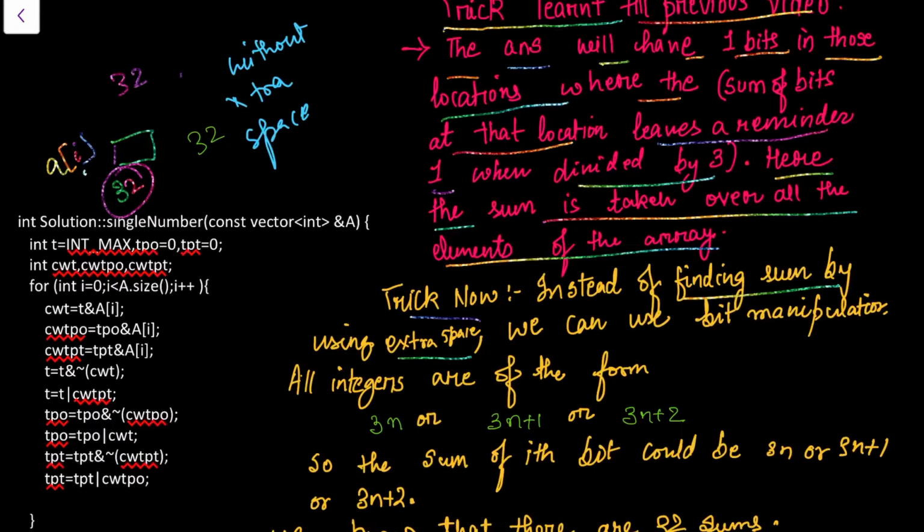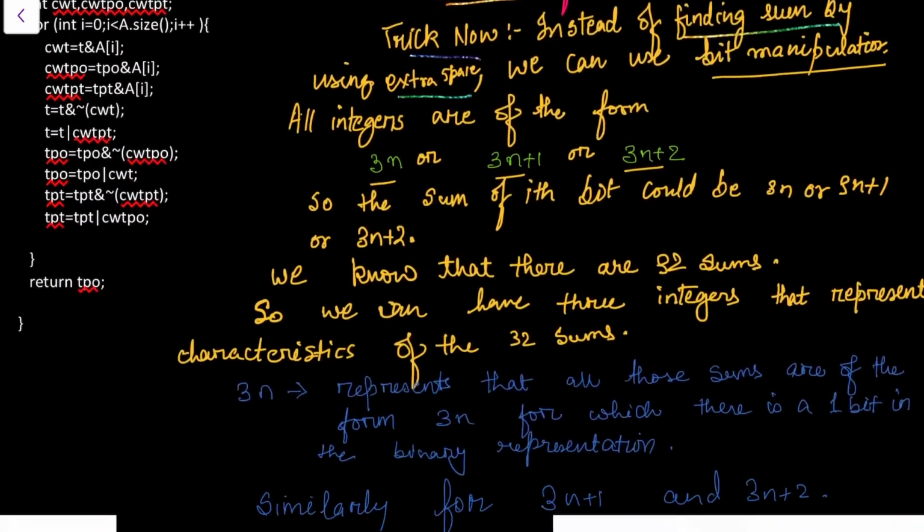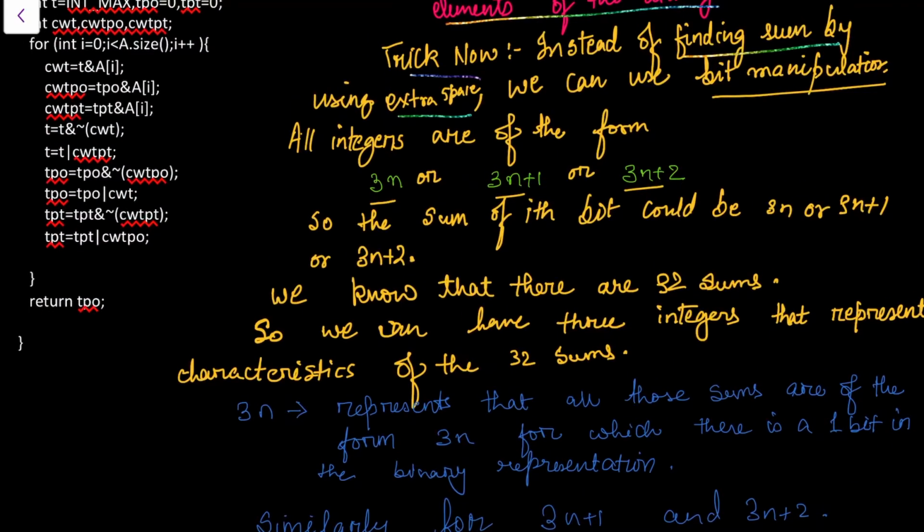We can use bit manipulations. Okay, how will we do that? Now we know that all the integers are either of the form 3n or 3n plus 1 or 3n plus 2. All the integers can be represented using these three.